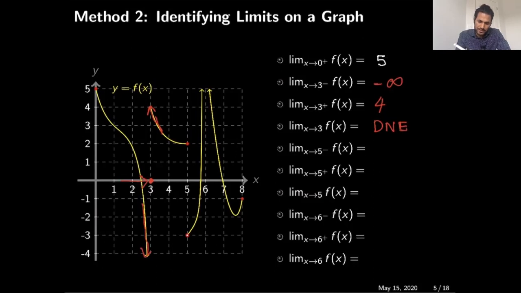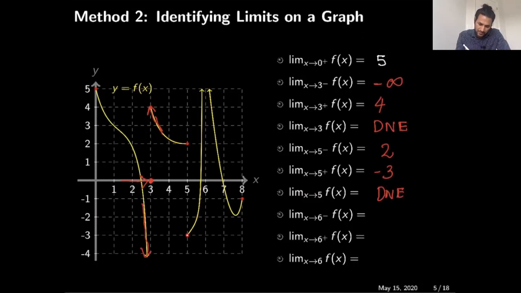Let's look at 5. On the left side of 5, the graph is approaching 2, so this limit is 2. On the right side of 5, the graph of the function is approaching -3, so this limit is -3. Since the left limit and right limit are not equal, this will also be DNE.